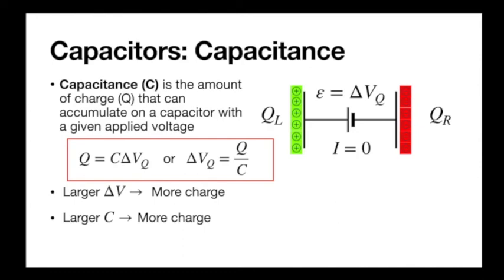So the first one, the charge Q is equal to C times delta V. What that means is the charge on the plate is equal to the capacitance times the delta V. So what happens if I keep the delta V the same, or keep the same battery connecting these two plates, but increase the capacitance? If I increase C here and keep delta V constant, my Q will go up.